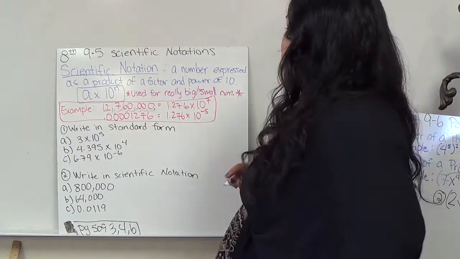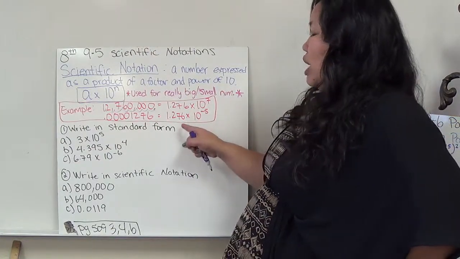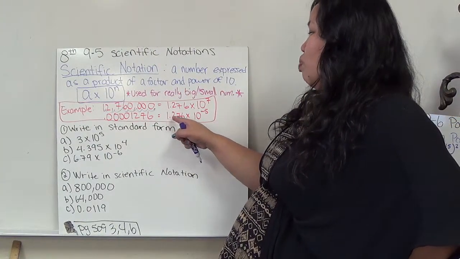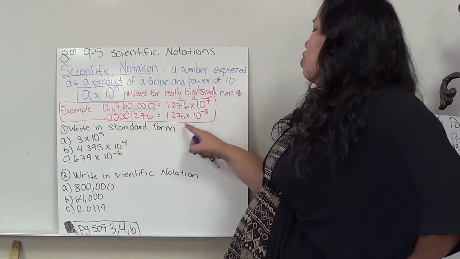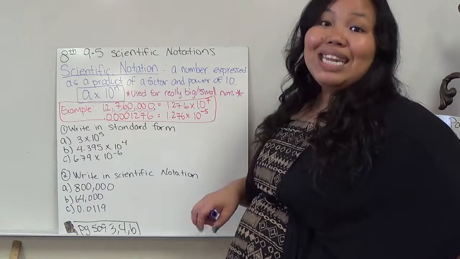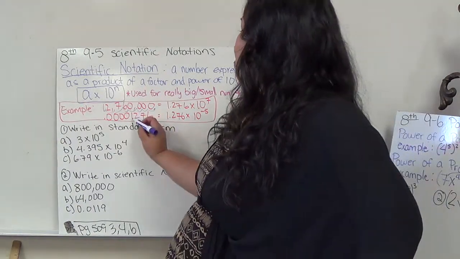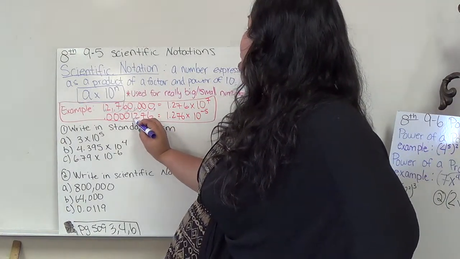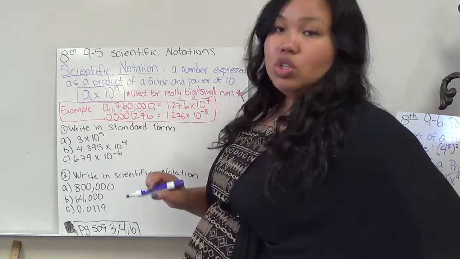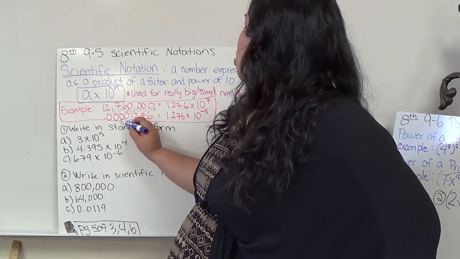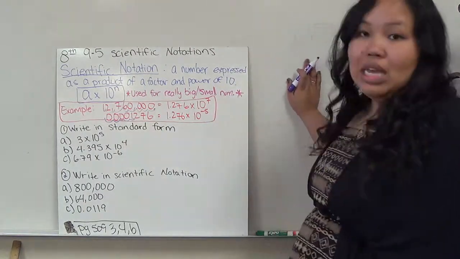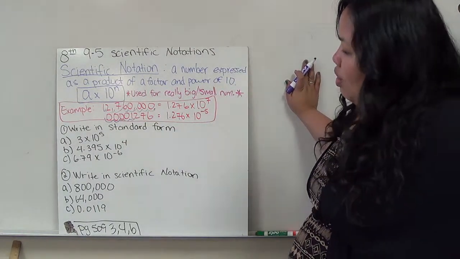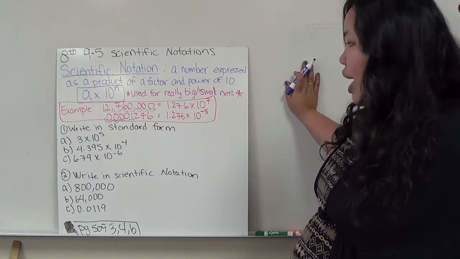something went wrong. In this one, it's the same case, 1.276, except I'm going the opposite direction. So if I'm going the opposite direction, my exponent is going to be negative. And so I put the decimal here, and I need to count how many I need to move it to get to the original number. So 1, 2, 3, 4, 5. So now that's times 10 to the negative 5. Right? So let's try it.